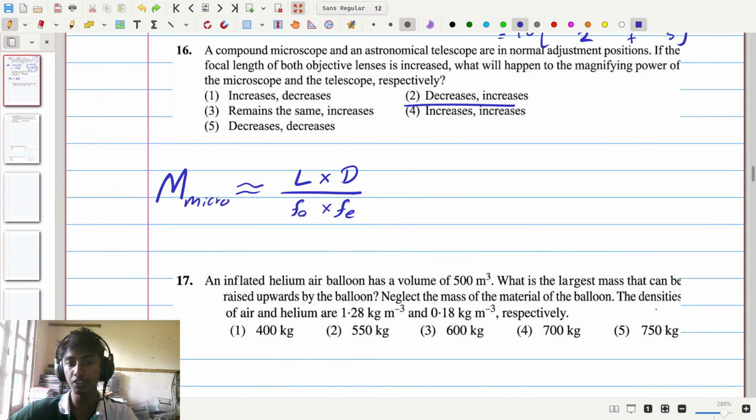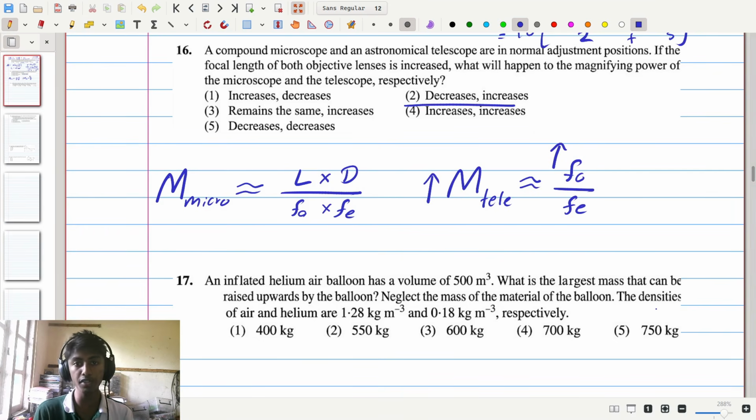Now the other relevant equation is the magnification of a telescope, or M-tele, which is approximately equal to FO divided by FE in normal adjustment. Now here we can see when FO increases, magnification is also going to increase, and therefore for the telescope, our magnifying power will increase when the focal length of the objective is increased. So the answer is decreases and increases, which is answer number 2.